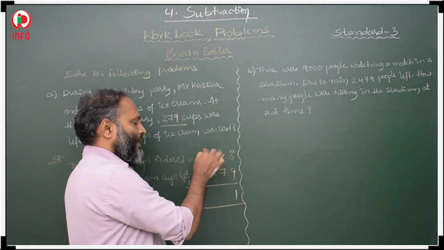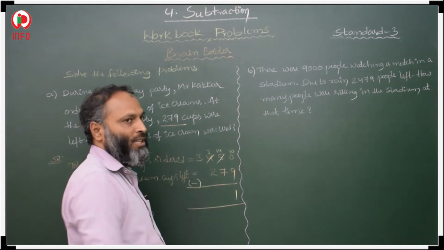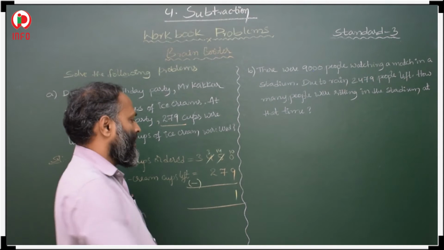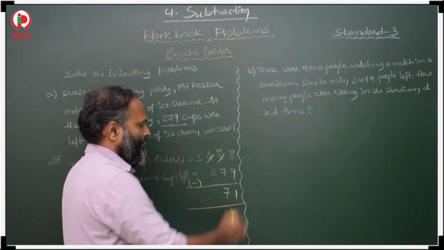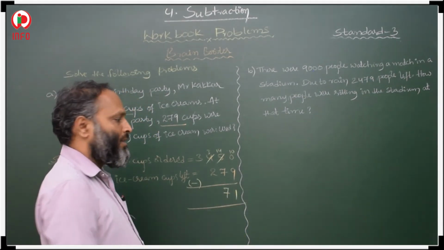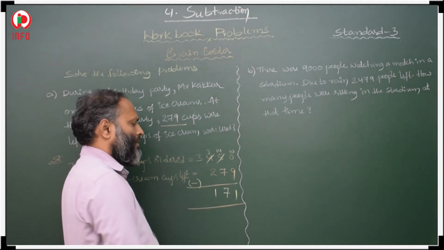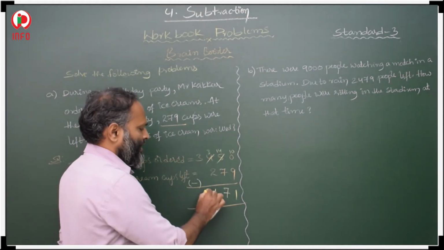It will get 3. It will decrease by 1. So it is increased by 10. Total 14 we will get. 14 minus 7 is again 7. 3 minus 2, these are two consecutive numbers, then the answer is 1. And this 3 as it is.